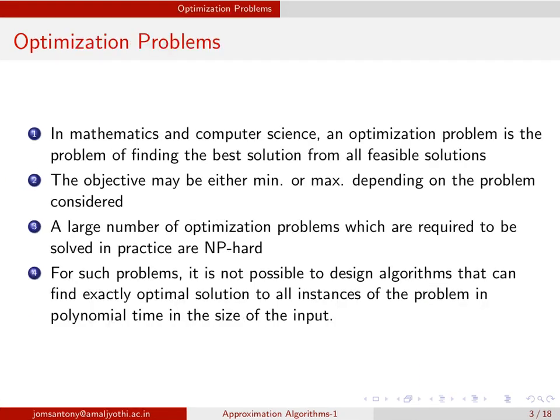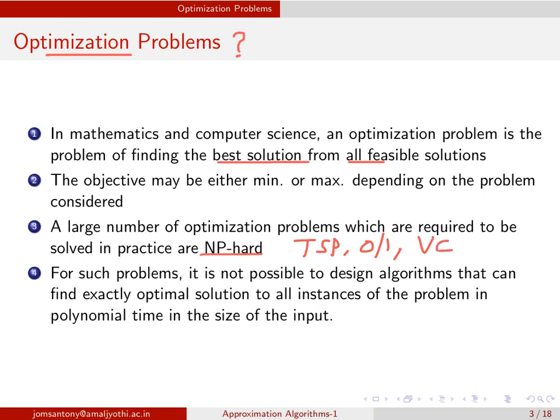Approximation algorithms are used in solving many of the optimization problems. So it is important to understand what is an optimization problem. The goal of an optimization problem is to find the best solution from all the feasible solutions. A large number of optimization problems have exponential time complexity and are said to be NP hard. Some of the examples from the computer science domain are the traveling salesman problem, or the TSP, 01 knapsack problem, and vertex cover problem.